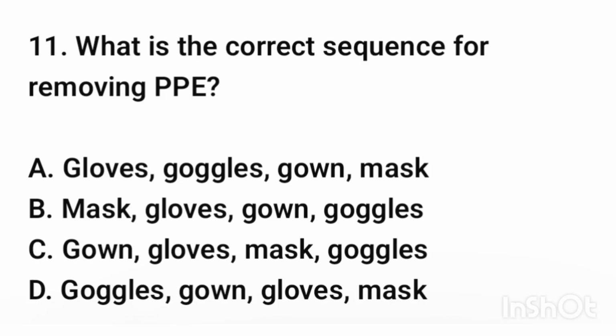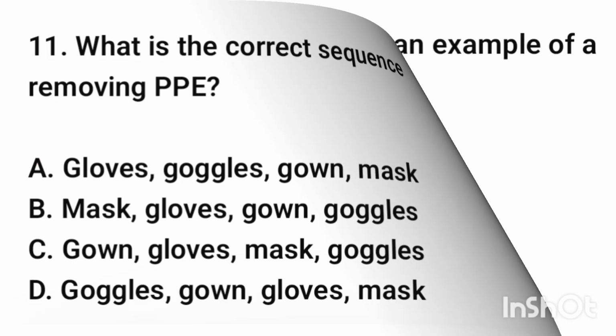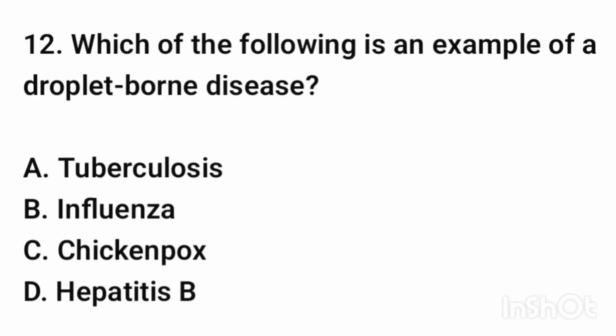Question number 11. What is the correct sequence for removing PPE? The correct answer is option A, gloves, goggles, gown, and mask. Question number 12. Which of the following is an example of a droplet-borne disease? The correct answer is option B, influenza.